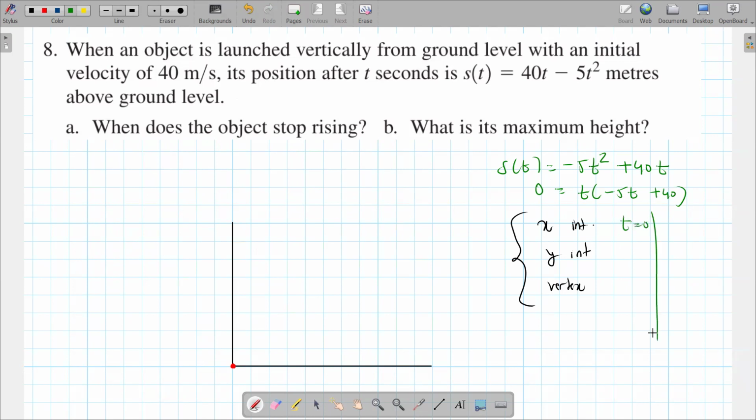T equals 0 is what we have right here. That's the first x-intercept. For the second x-intercept, you set this bracket equal to 0. So negative 5t plus 40 equals 0. T is 8. So at 8, we are right back here. We have the x-intercepts of 0 and 8. What's the x-coordinate of the vertex? It's 4. How do we find the y-coordinate of the vertex?